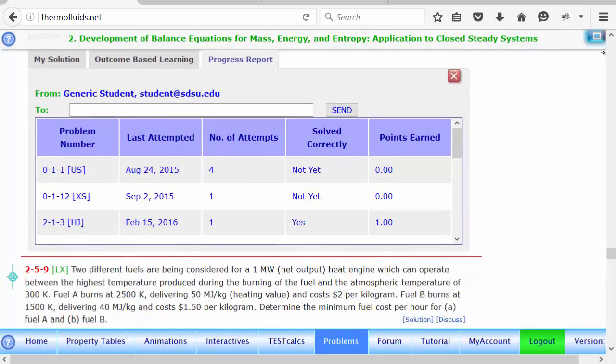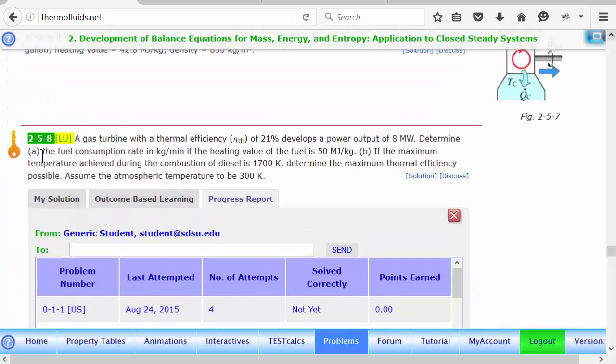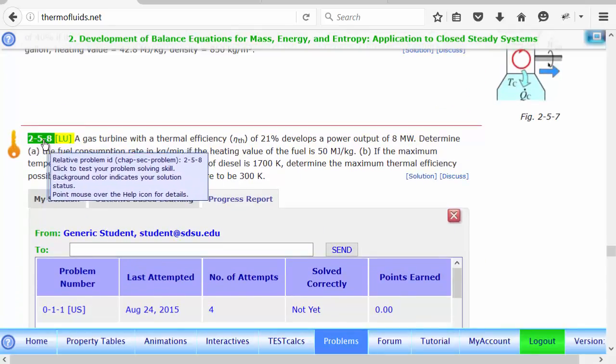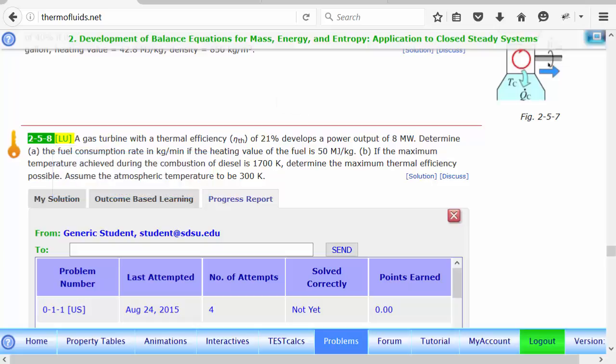So great. We have solved the problem, and notice the background of this problem became green, and the system will remember. So next time you log into thermofluids.net, for your entire lifetime, if you come back here for that matter, you'll know that you solved that problem one day. So this is the kind of confidence that you will have for the rest of your life.